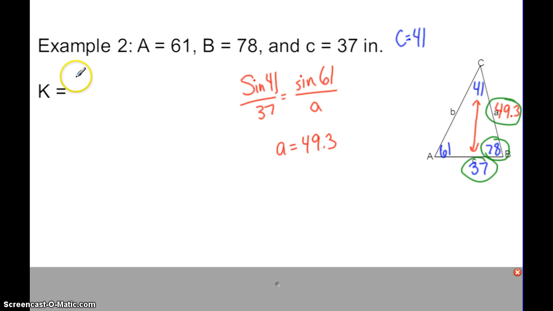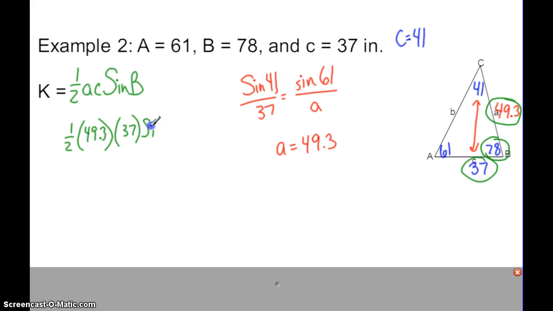So the formula I'm going to use is 1/2 A, C, sine B. And I'm going to plug in those values. 1/2 of 49.3 times 37 times the sine of B, which is 78.